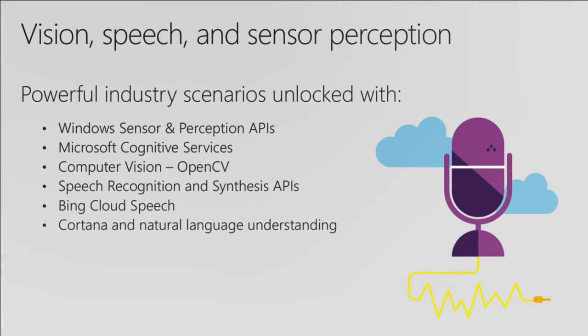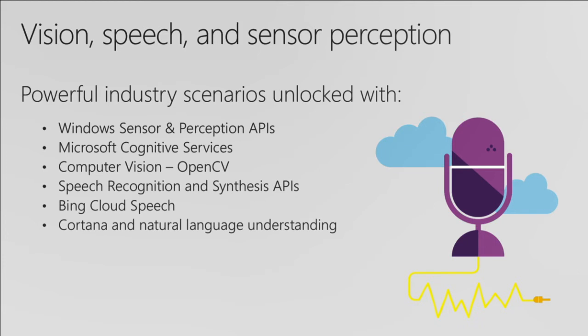So on the edge, we have APIs that allow you to do vision, speech, and sensor perception. As an example, for access to sensors, you can have access to accelerometers, gyroscopes, proximity sensors. Those are all accessible through easy-to-use UWP APIs. And then there's things like depth perception, also through UWP APIs that already exist.